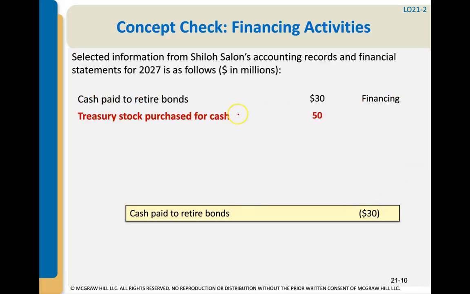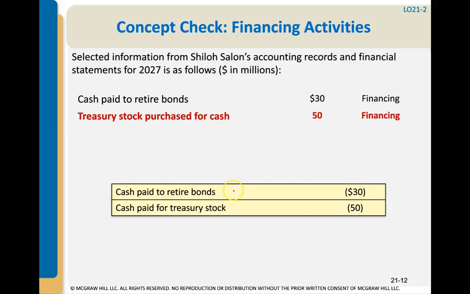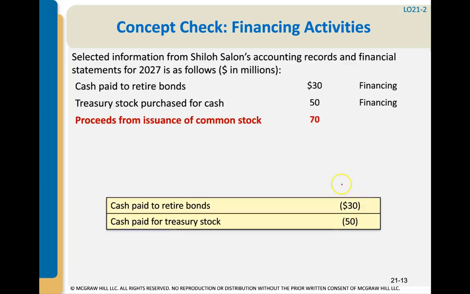Then we have treasury stock purchased for cash. So what is it? Think about the entry for this. We purchased treasury stock, so we're going to debit treasury stock, and we would credit cash for $50 for this transaction. Treasury stock is going to be in our stockholders' equity section, and therefore it will be a financing activity, and it's a cash outflow because we're paying it out. So here we're on our next line item, cash paid for treasury stock, -50.